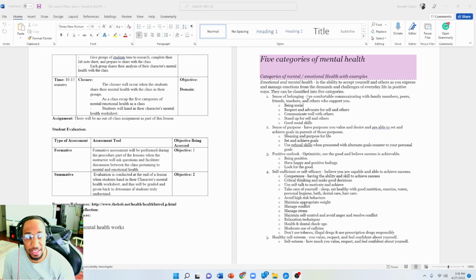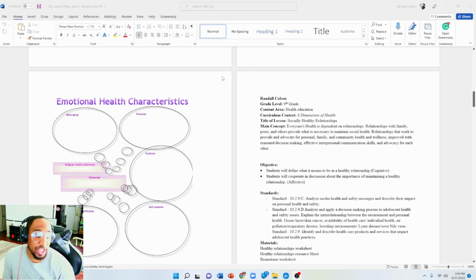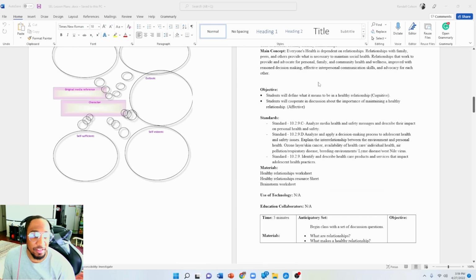And discussing what's going on. Then from there, we'll move to the next lesson plan, which is socially healthy relationships. Basically, this is another discussion.